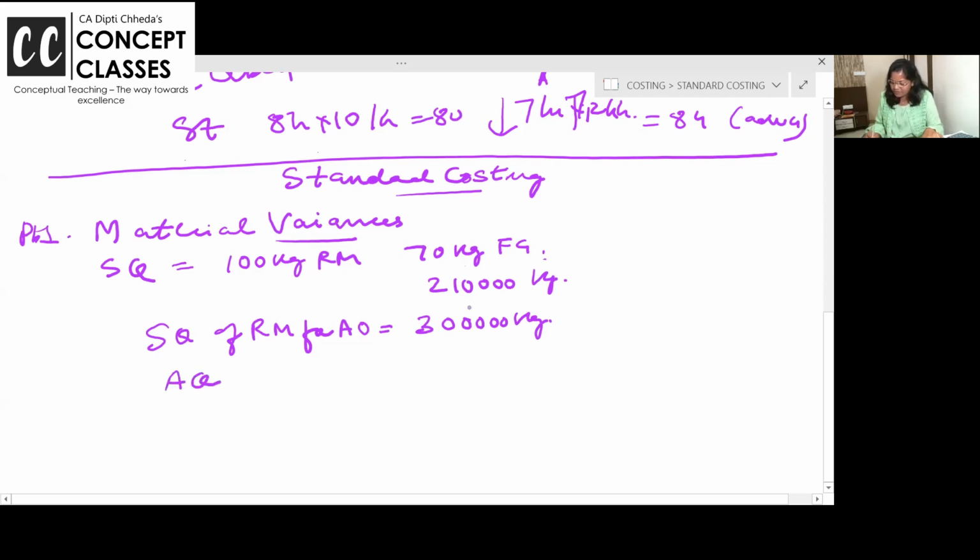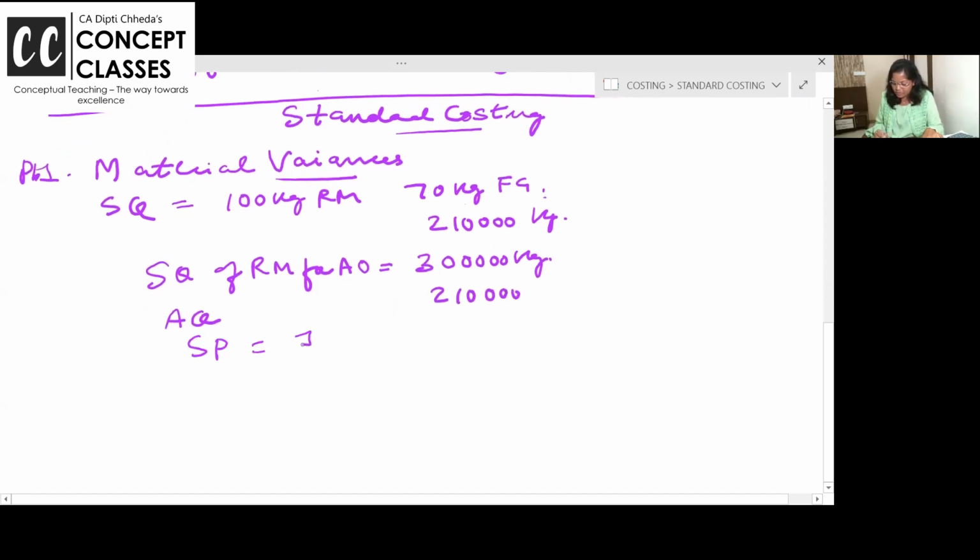And actual quantity is given to you. Standard price is given to you, 1 per kg. And the actual price is not needed. If you want to calculate the actual price you can, but you can write actual cost. Still, if you want, actual material cost is 252 and actual output is 210. Sorry, actual material used 252, and the quantity of material actually used is 280. 252 divided by 280 is 0.9 per kg.